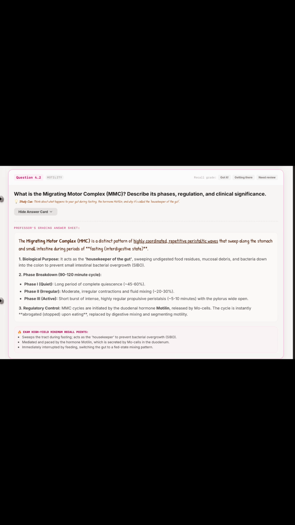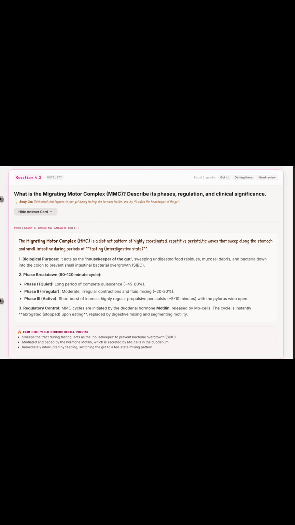So regulation and control are done by hormonal control, motilin. So the initiation of phase 3 is primarily triggered by motilin, a peptide hormone secreted by M cells in the mucosa of the duodenum and jejunum during fasting. Remember, mucosa of duodenum and jejunum during fasting. Neural control is modulated by the enteric nervous system, specifically the myenteric or Auerbach plexus.